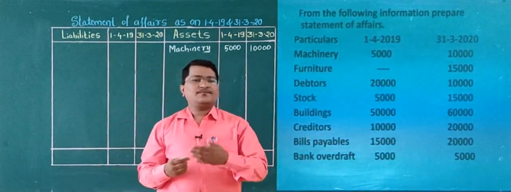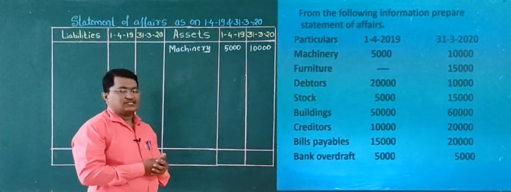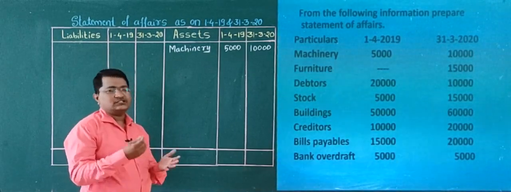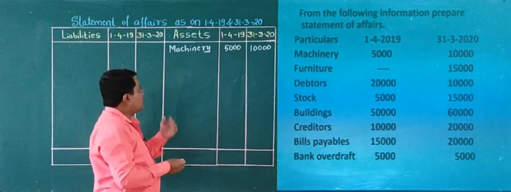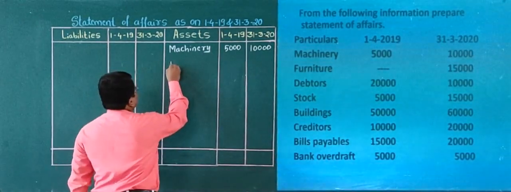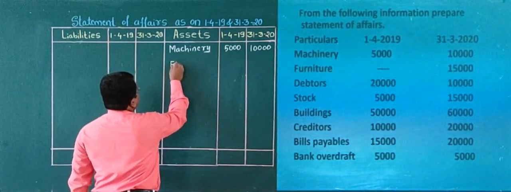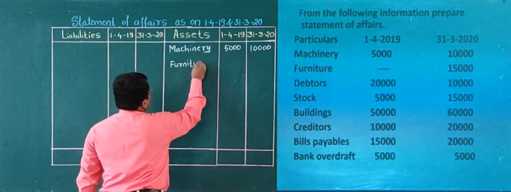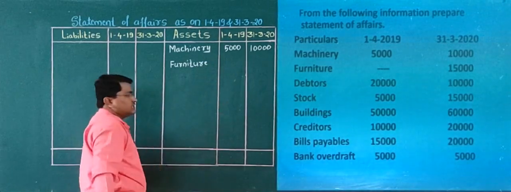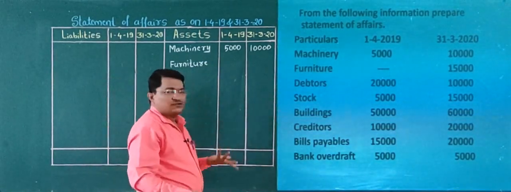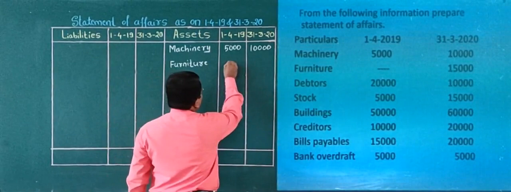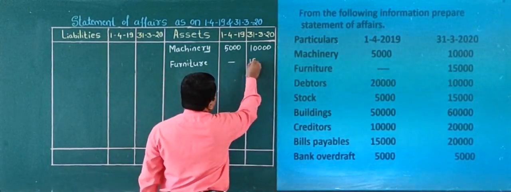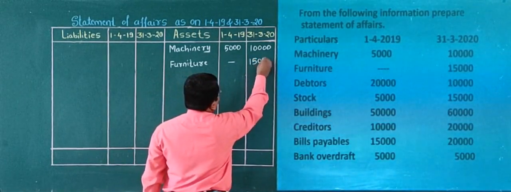Next, go for the next one, furniture. Is furniture an asset or liability? Yes, it is also an asset. So I will record it at the asset side. This second one is furniture. What's the opening balance of furniture? Yes, it is nil. They have not given it, so you put nil. What is the closing balance? Yes, it is 15,000.